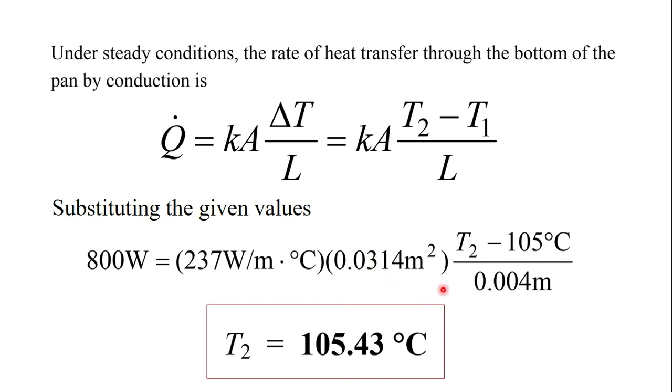And if we put all the values in this formula, ultimately you have to determine the outer surface temperature of the pan, and after simplifying that you will get the answer for the temperature, which will be 105.43 degrees centigrade.